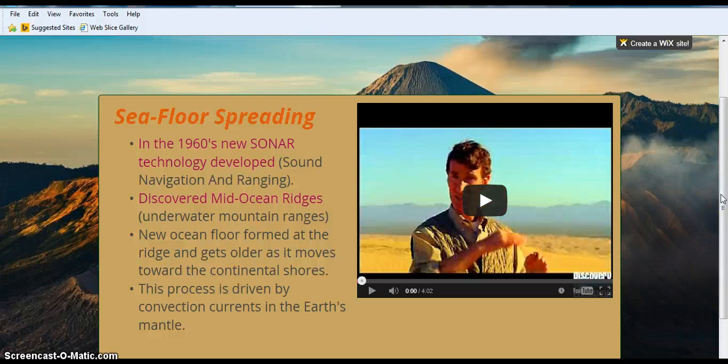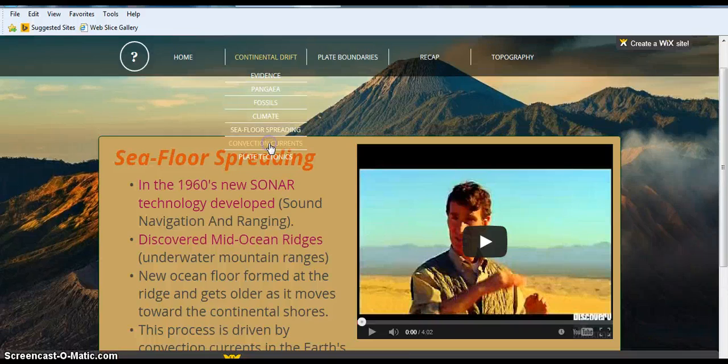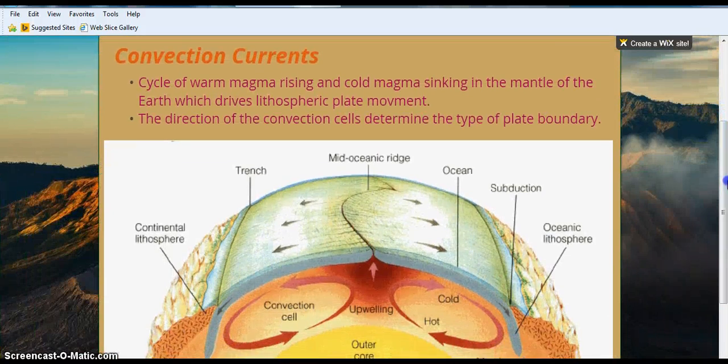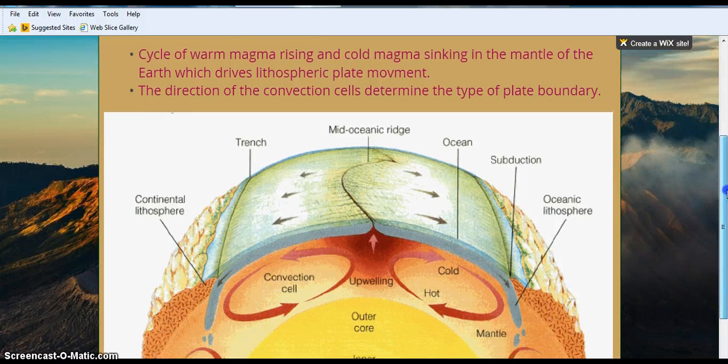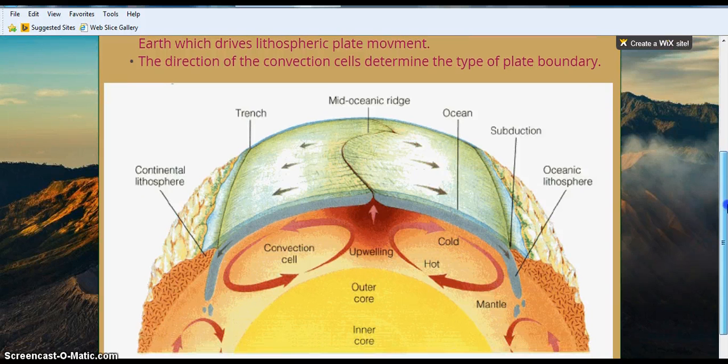Okay, looking at the next question, what is seafloor spreading and how does it support the theory of plate tectonics? Let's take a further look at these convection currents and how they cause the seafloor to actually spread. All right. Convection currents are a cycle of warm magma rising and cold magma sinking in the mantle layer of the Earth, which drives the lithospheric plate movement. The direction of the convection cells determines the type of plate boundary.